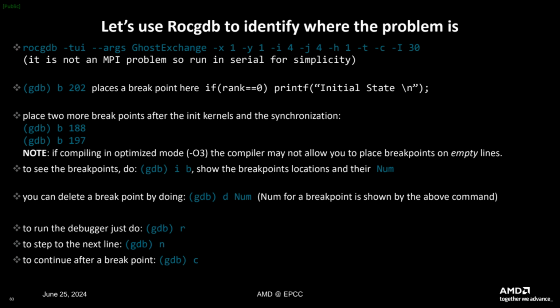The important thing is that when you run that command, IB, it's going to show that each breakpoint has a num associated, which is kind of like an ID. So when you want to delete a breakpoint, you're not going to do D and the line number at which the breakpoint is, but you're going to be doing D and then num, which is the ID of the breakpoint. To run the debugger, you can just do R. To step to the next line is just N as in next, and then C to continue.